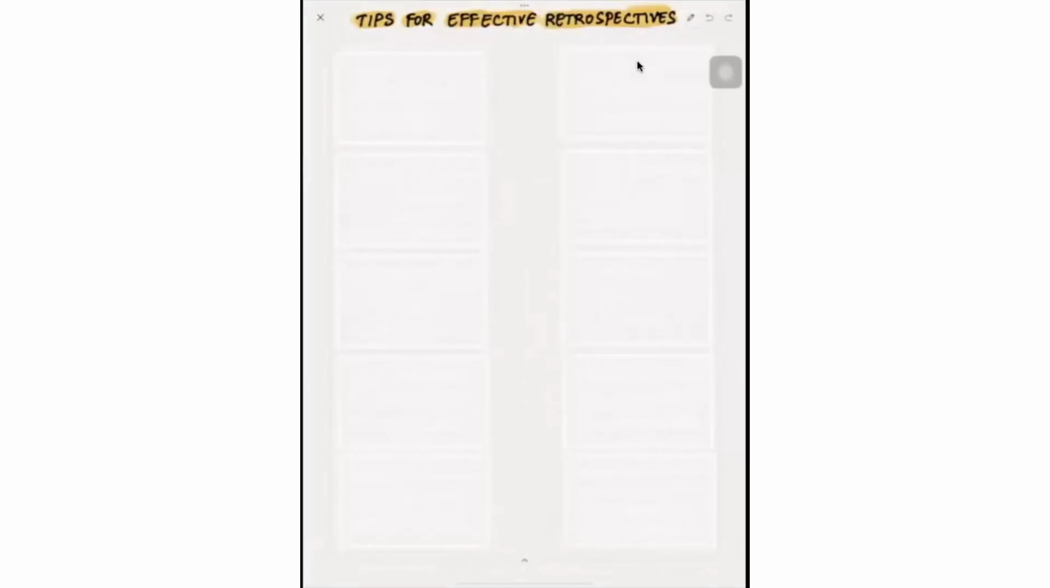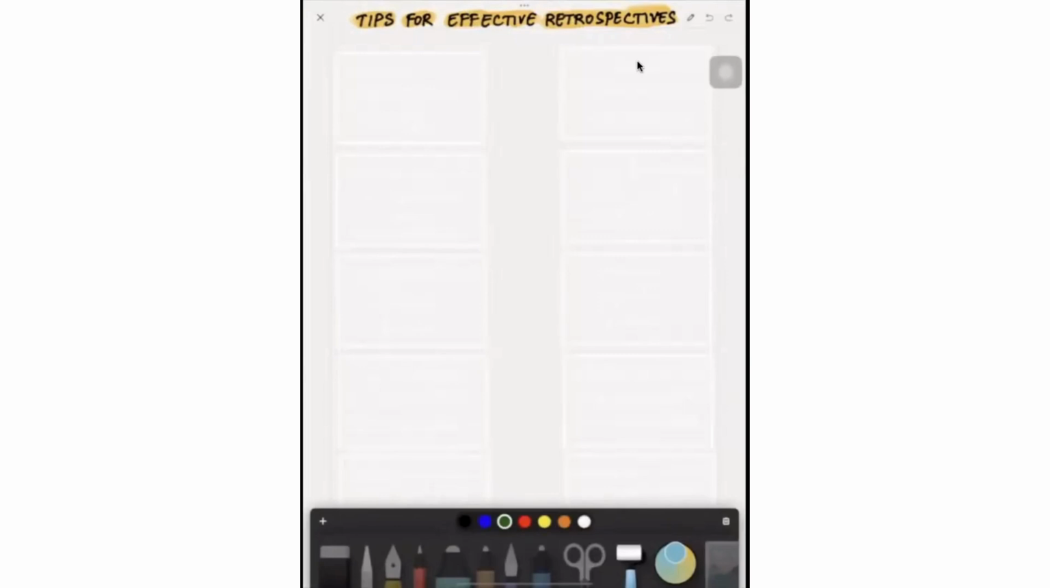Then tips for effective retrospective. What are some tips that you can use to make the retrospectives effective? Create psychological safety. Psychological safety means ensure that the team feels safe to speak honestly without fear of blame or retaliation. Set a tone of trust and openness from the start, from the beginning of the retrospective. A reminder of the retrospective prime directive can help.